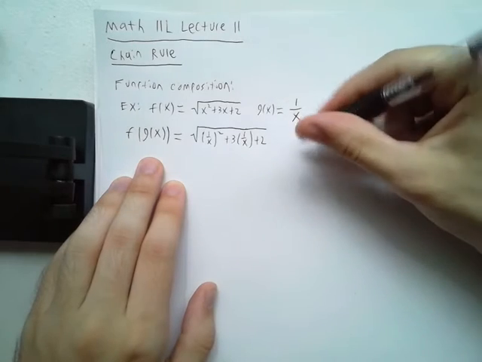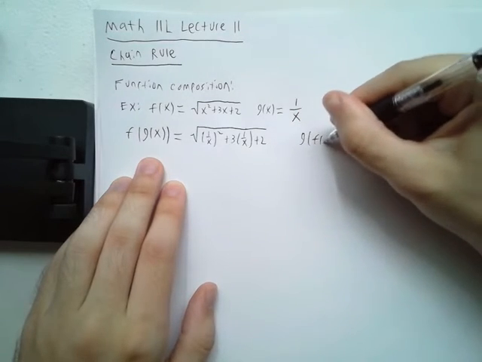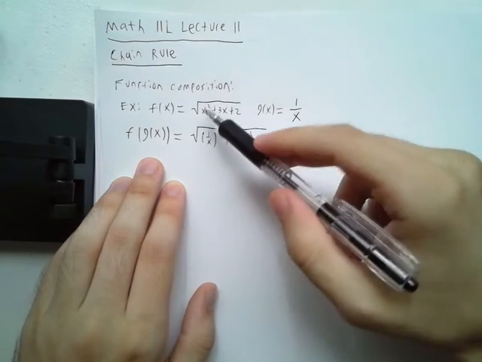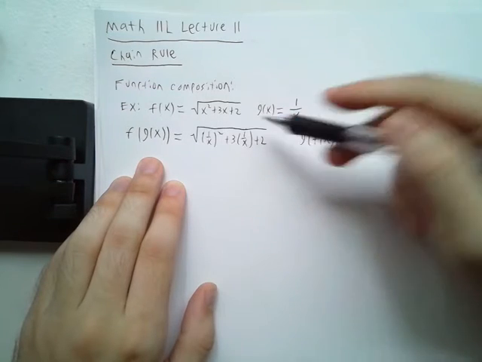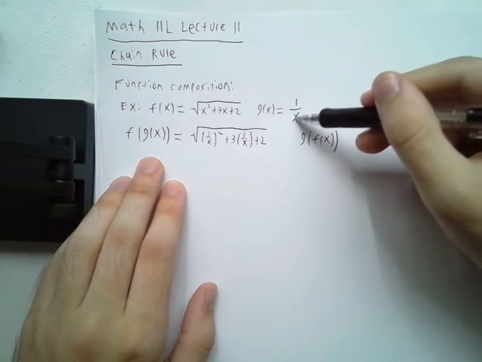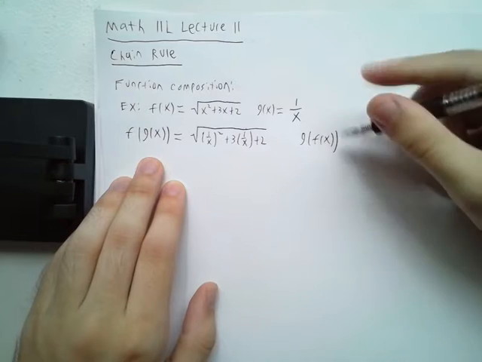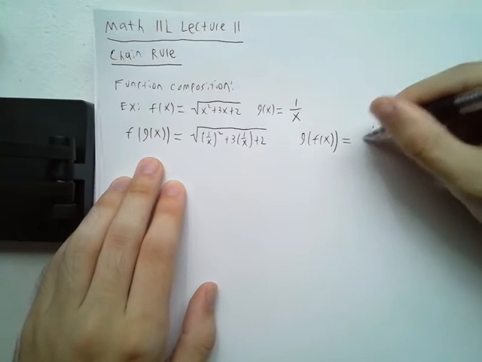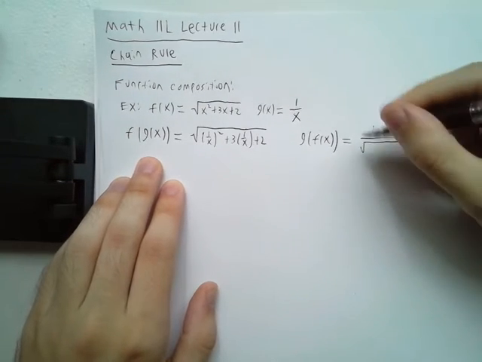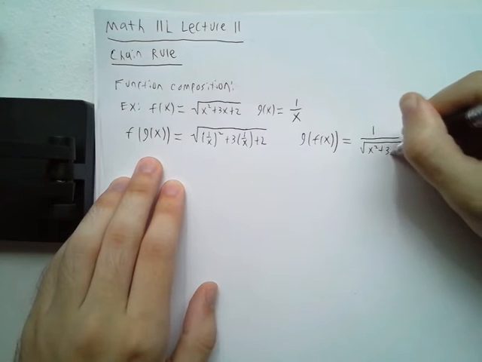On the other hand, if I do it the other way, then I would be plugging in the formula for f of x everywhere I see an x in the g of x formula. So in this case, the equation would look something like 1 over square root x squared plus 3x plus 2.